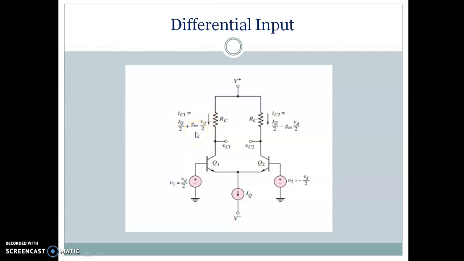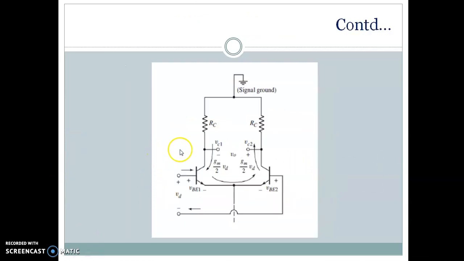It doesn't mean that the bias point is being changed. It is not the bias point. Over the bias point, your AC signal amplification, so the amplification part is only GM VD by 2. So that is what we mean. Now we'll try to compute the voltage gain, that is your differential mode voltage gain.